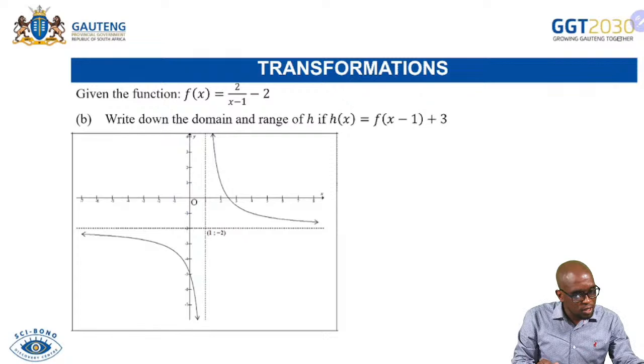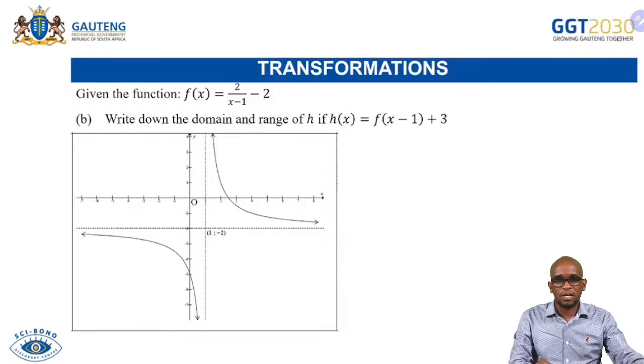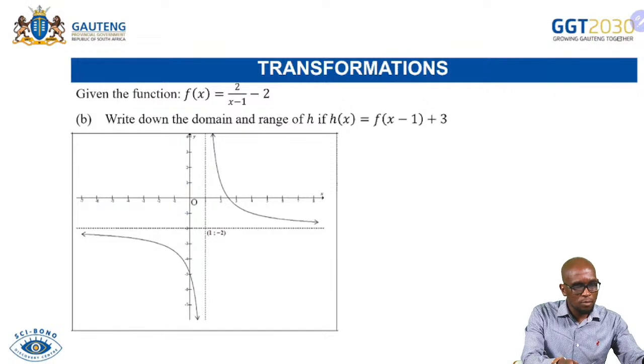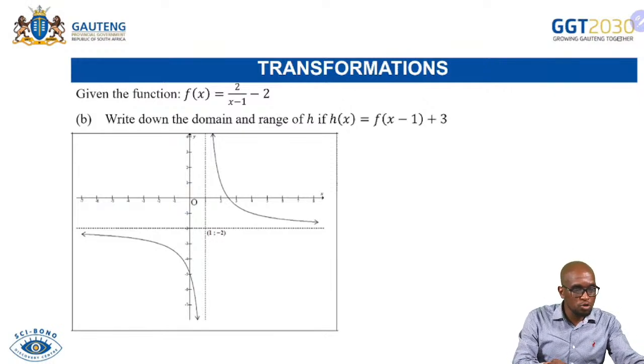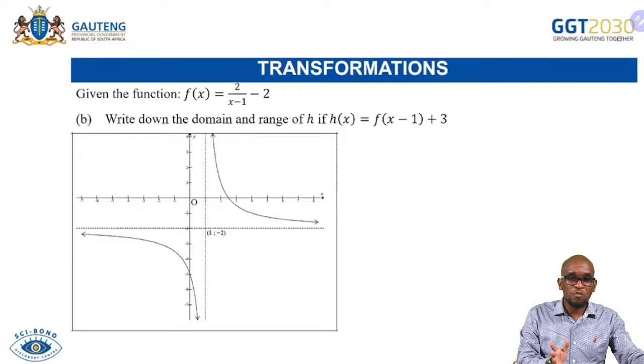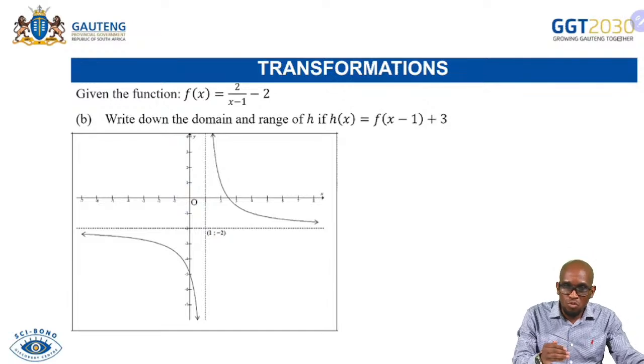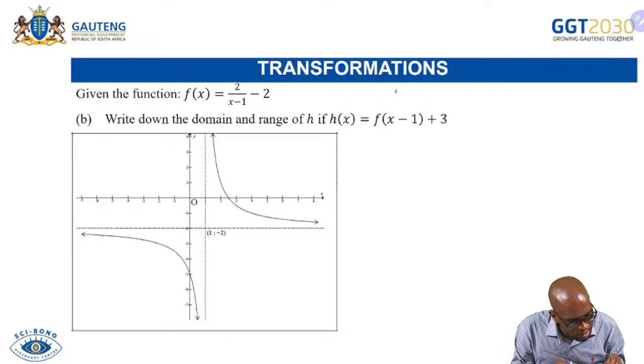Now, moving on: write down the domain and range of h if h of x is f of x minus 1, plus 3. Similarly here, I'm going to use two methods. The first method, we find the domain and range of the original function f, and then we check the movement, and move the domain and range with respect to the given transformation to get the domain and range of h. Now, method A.